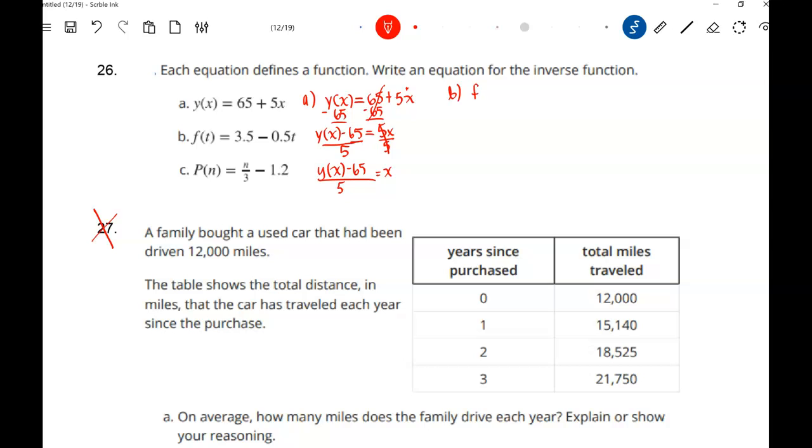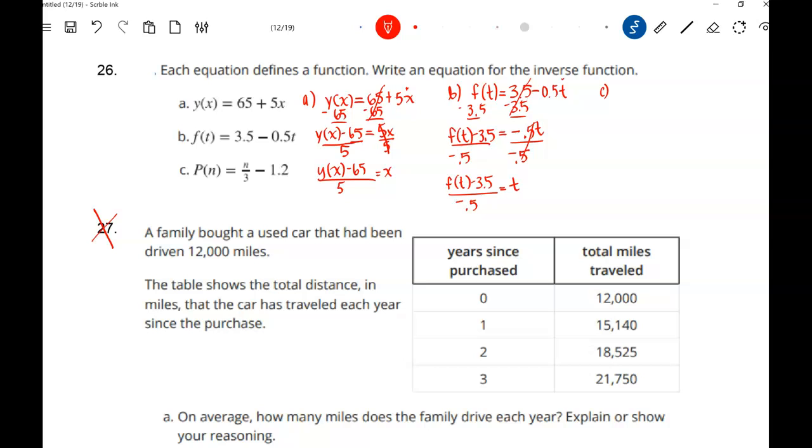For B, the function is f of t. The inverse is going to be solved for t, so have the t by itself. So I'm going to get rid of that 3.5 first by subtracting 3.5 from both sides. So I have f of t minus 3.5 equals negative 0.5t. Then divide both sides by negative 0.5. So f of t minus 3.5 divided by negative 0.5 is what the inverse equals, t equals.